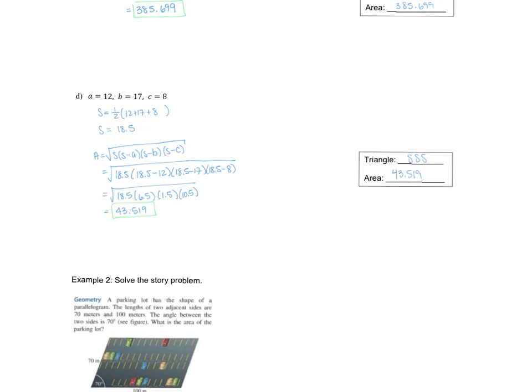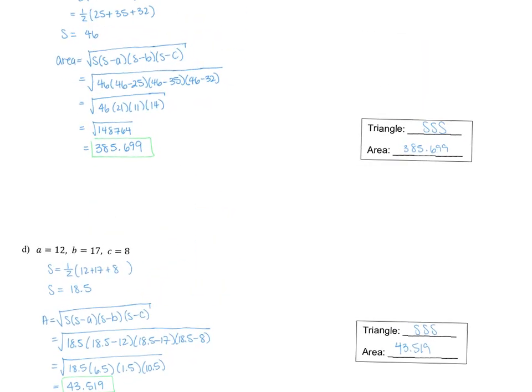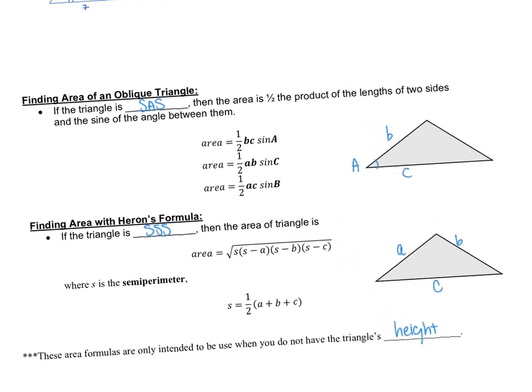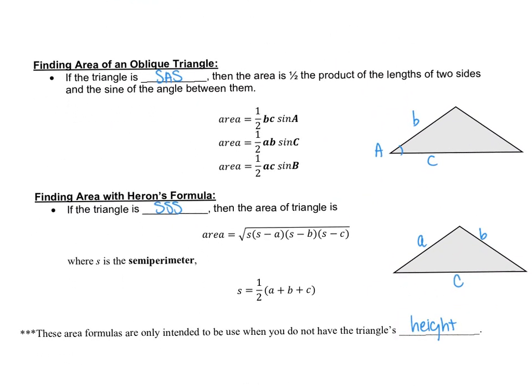And that's it. So pretty simple here, just using the formula. You just need to know which formula to use depending on your situation. So if you have all three sides, use Heron's formula. If you have one of the angles and two of the sides, then you probably want to use the oblique triangle formula.